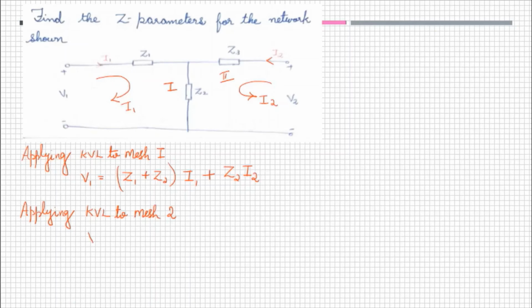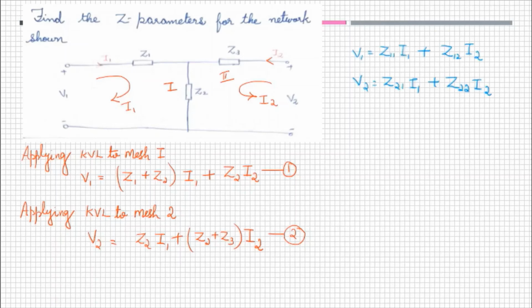Then apply KVL to mesh 2, and we will get the equation V2 is equal to Z2 I1 plus (Z2 plus Z3) I2. Now compare these two equations. Mark this as equation number 1 and this as equation number 2. Now compare these equations with the Z parameter equations. These are the Z parameter equations. Now compare equations 1 and 2 with the Z parameter equations.